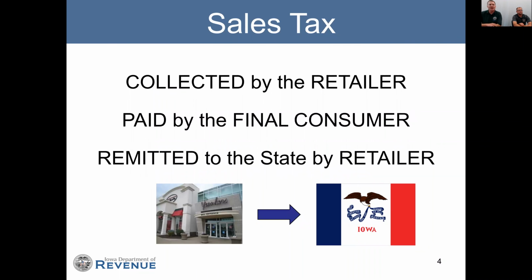And this next one here, we always do a little reminder with this one. Sales tax is something that's collected by the retailer. The one that actually pays the tax is the final consumer. So if you are going to a retail store and purchasing some tangible personal property that's taxable, you, the customer, are the one that actually pays the tax. The retail store is just simply collecting it, and then they're going to remit it onto the department.